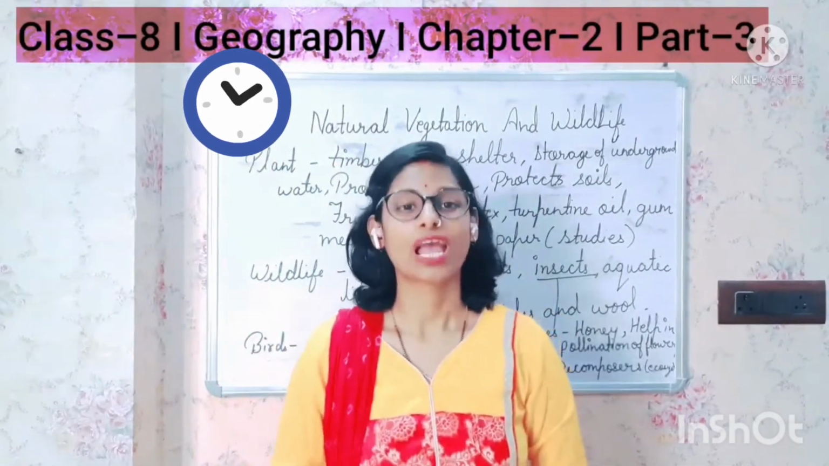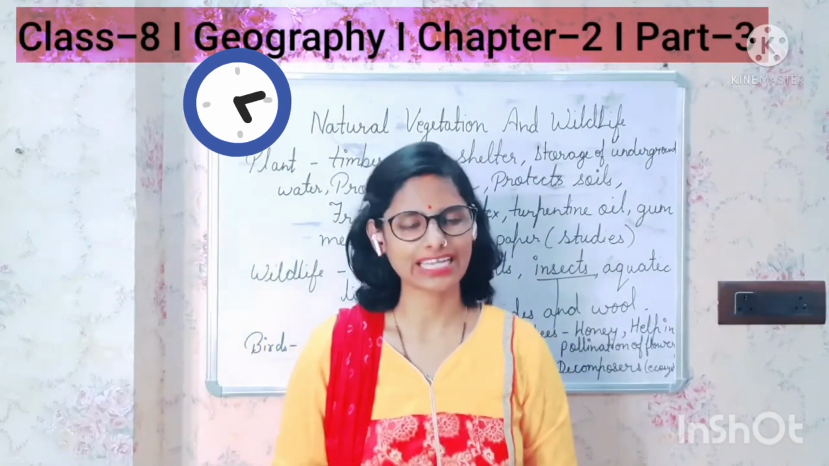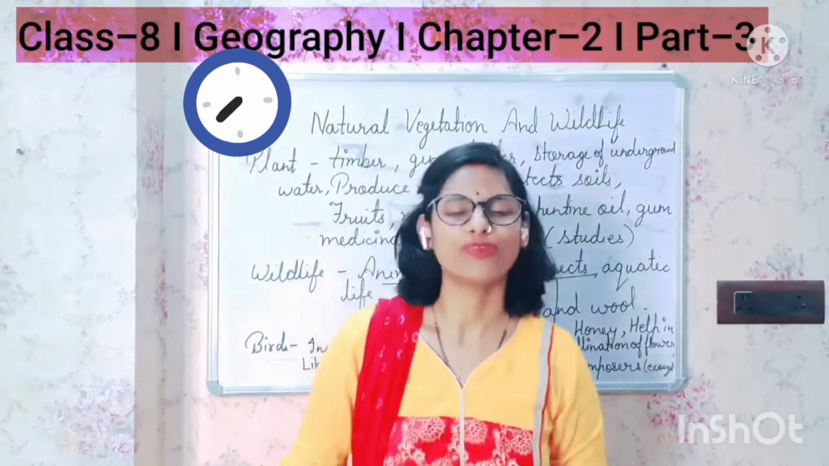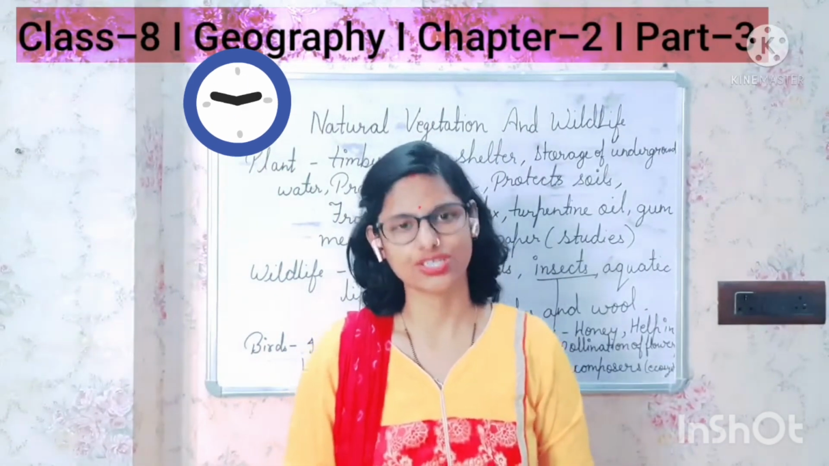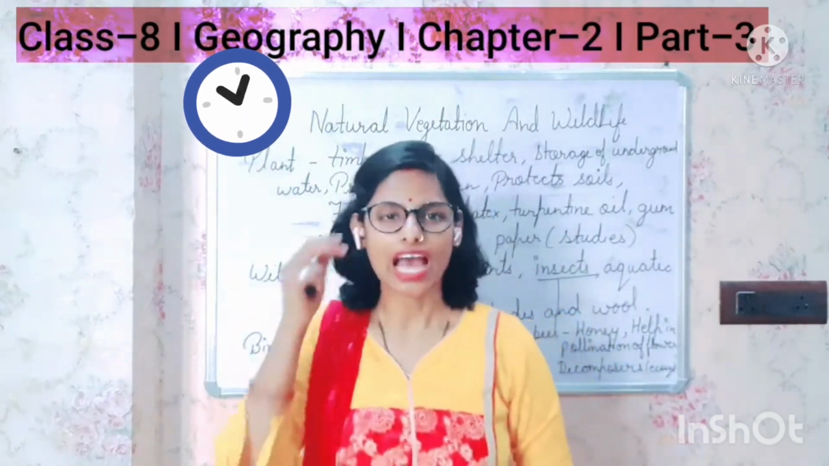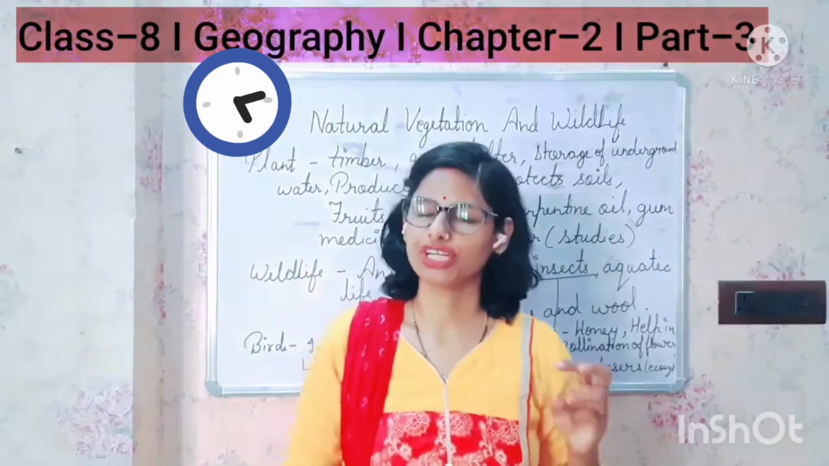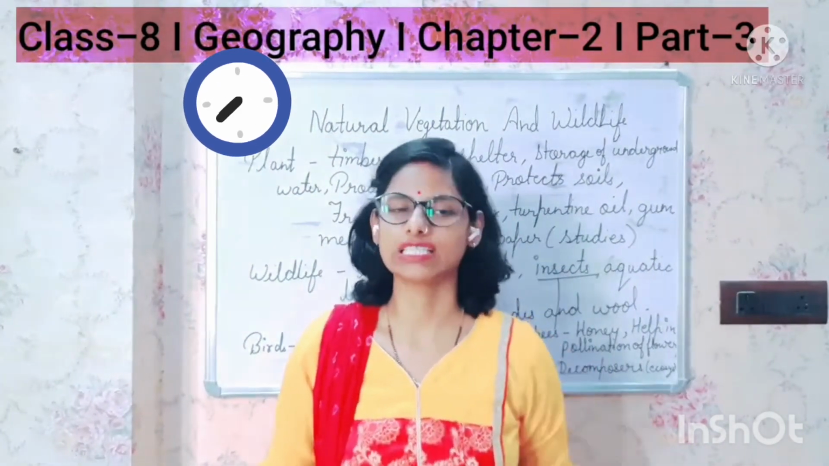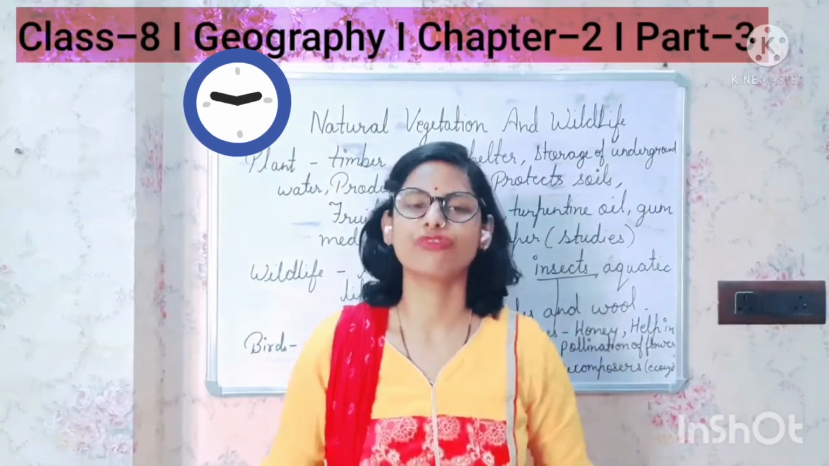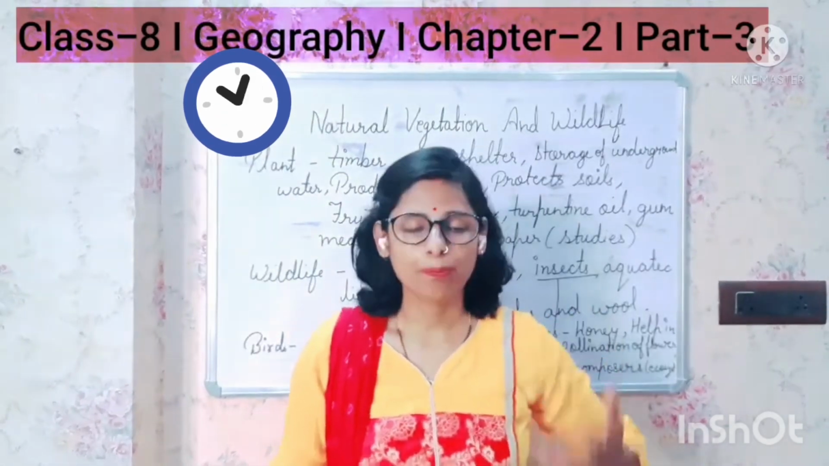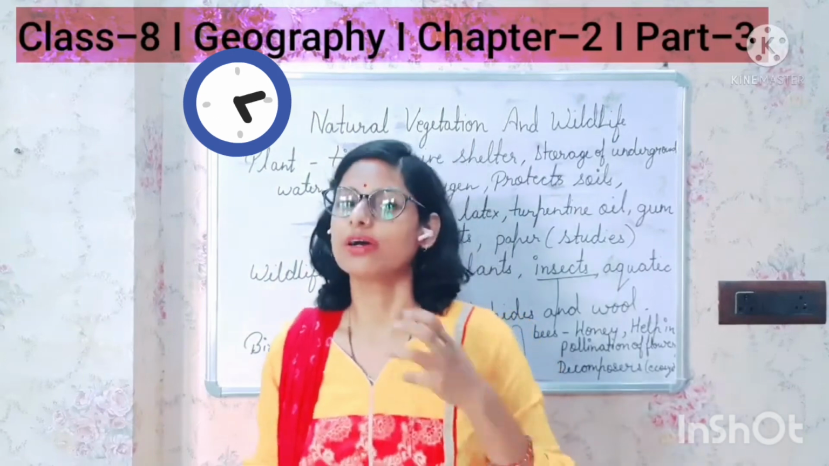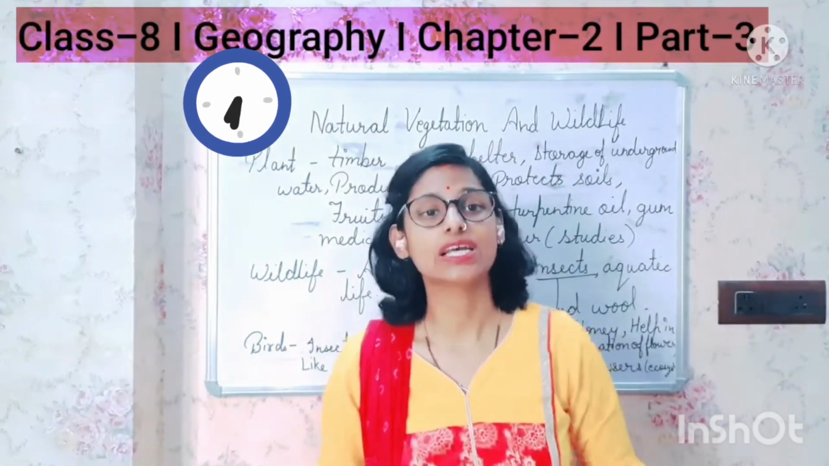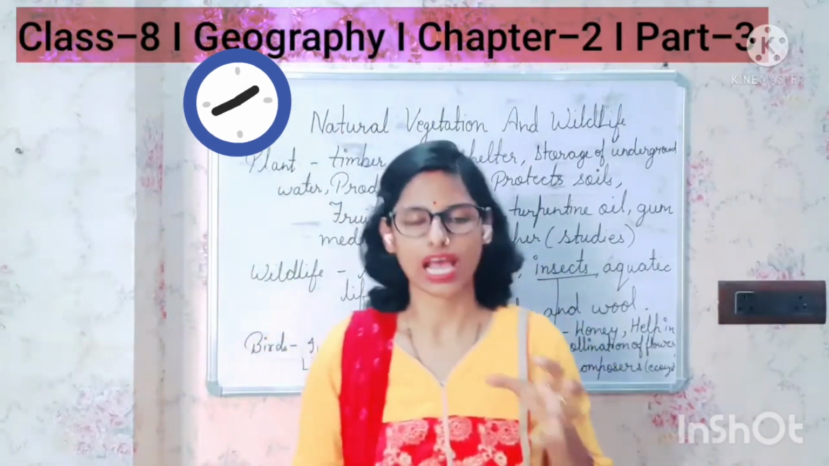So students, as you know, we are discussing the second chapter of geography. The name of the chapter is Land, Soil, Water, Natural Vegetation and Wildlife Resources. As we have already discussed the three things, land, water and soil, and also how we can conserve them as they are important for the survival of human beings. So in today's lecture, we will discuss the natural vegetation and the wildlife.